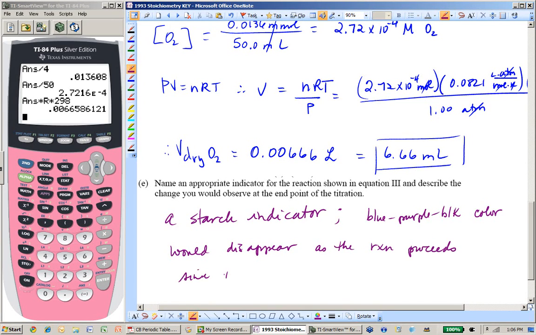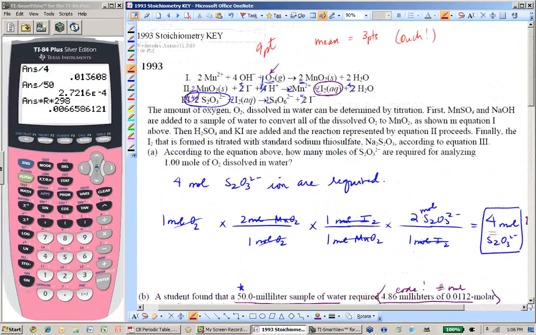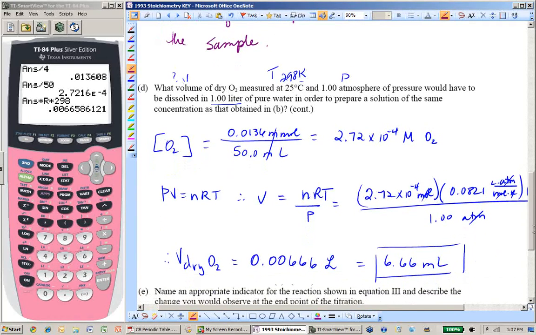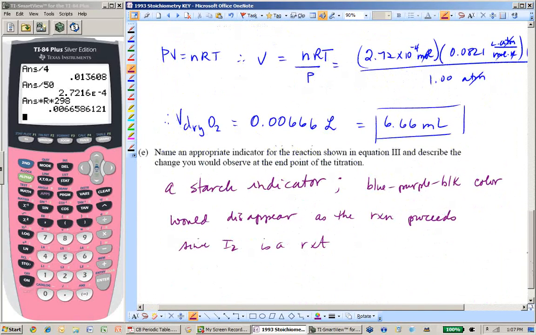Since I2 is a reactant, the color changes between starch and iodine. If I look way back up to the beginning of this scenario, there's my I2. That would be a reactant. So as I continue to titrate this, that color is going to start to disappear. It's going to go colorless eventually.